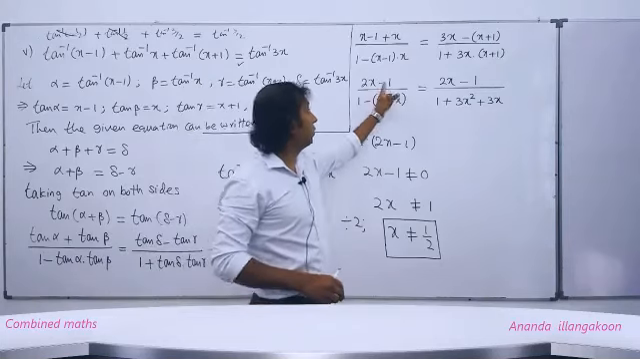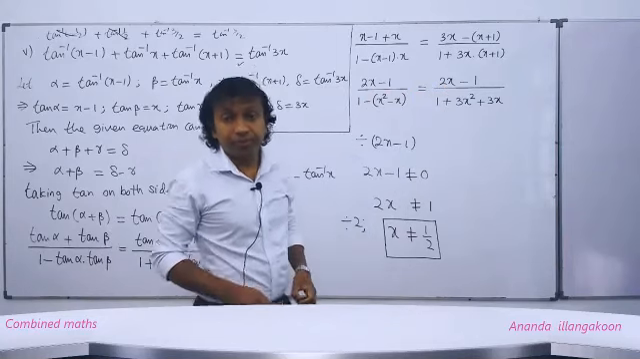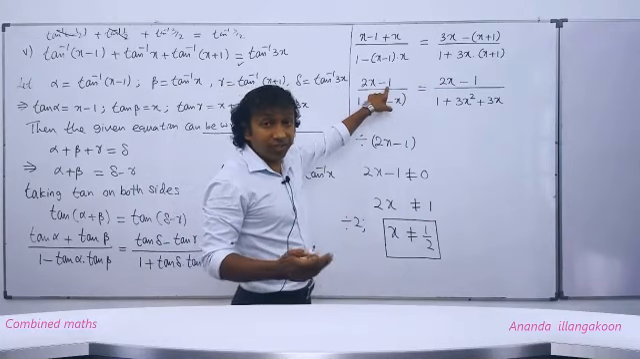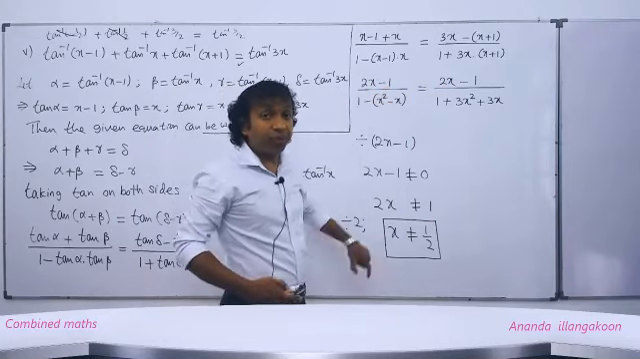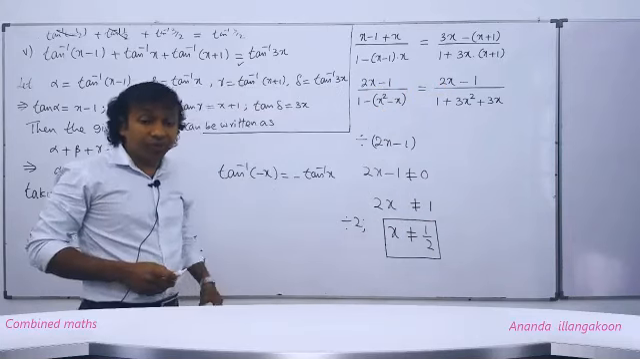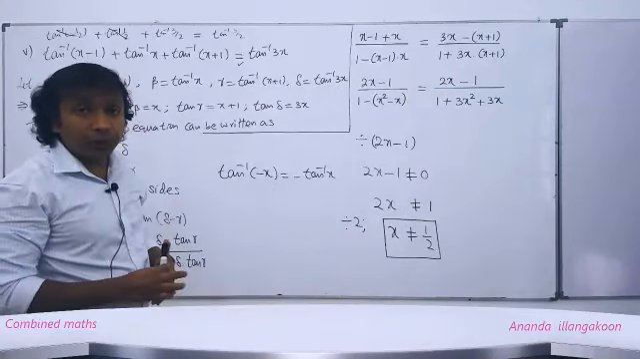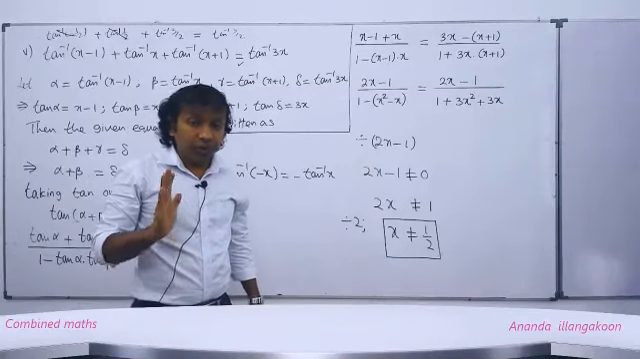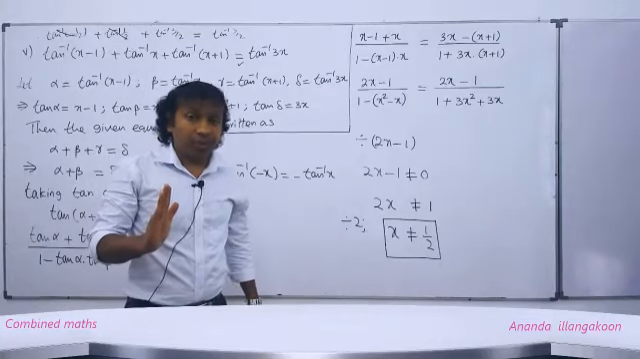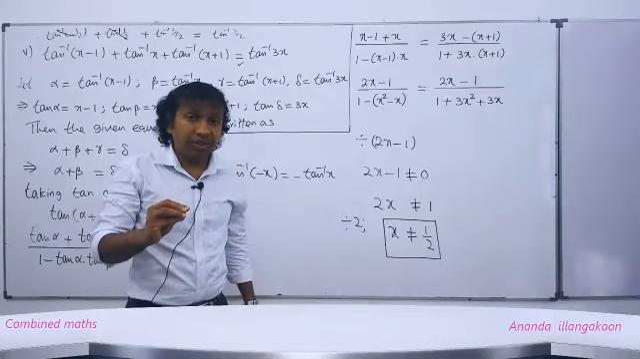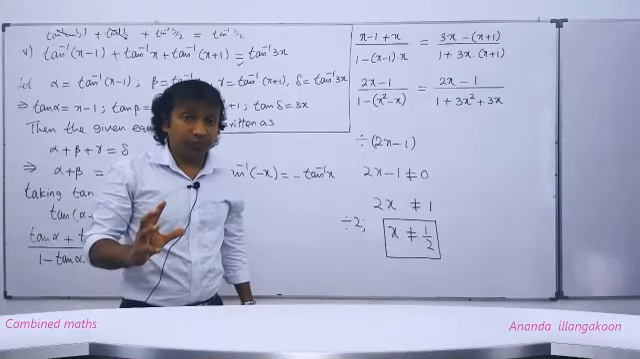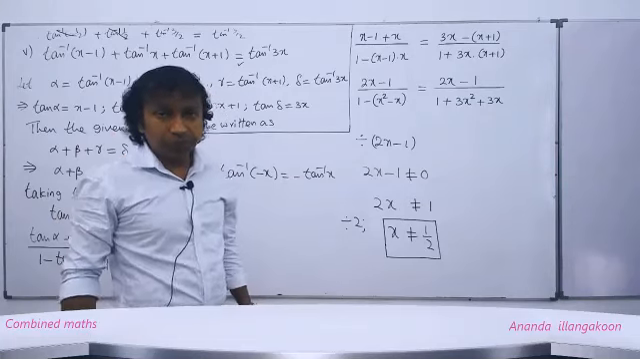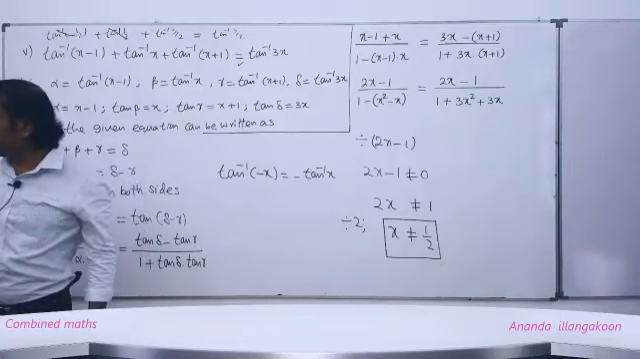Don't cancel down here. Because x can take half, when x takes half, 2x minus 1 will be equal to 0. Cancelling 2x minus 1 on both sides means you divide both sides of this equation by 0, and you will miss one solution of the equation. So don't cancel down. If you need to cancel down, you have to check whether that x value is a solution or not. If it is not a solution, then you can cancel down. Understood? Okay. I did this question to explain the situation.